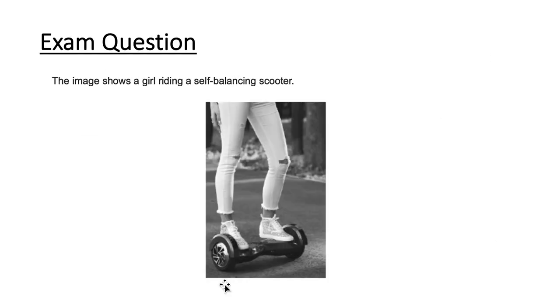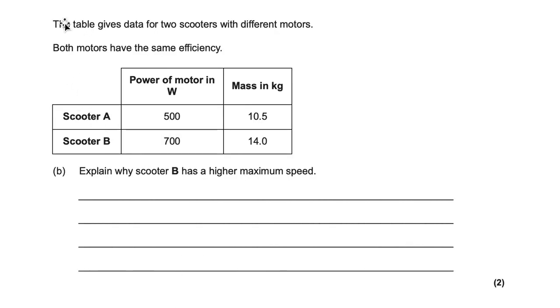Another exam question. Image shows a girl riding a self-balancing scooter. It's just making sure we all know what a scooter is when it mentions it later in the question. The table gives data for 2 scooters with different motors. Both motors have the same efficiency. The same efficiency just means we can compare them. Okay, we can make a valid comparison. It's a fair test. That's a control variable.